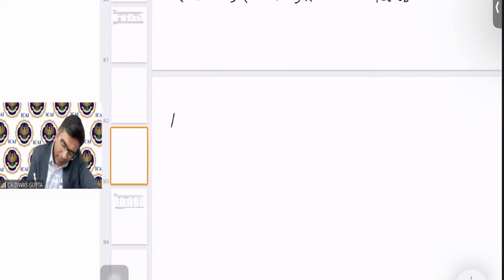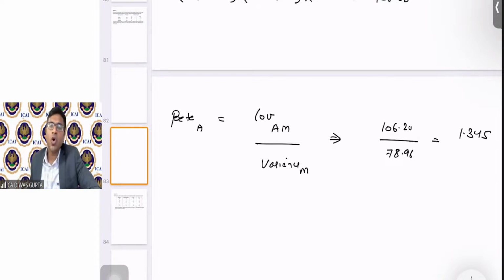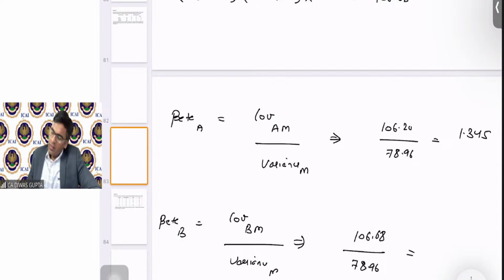Then beta for A will be covariance between A and market divided by variance of market, which is actually equal to 106.20 divided by 78.96, which is 1.345. So the beta for stock A is 1.345. Beta for B, covariance between B and market divided by variance of market, which is given by 106.68 divided by 78.96, which is equal to 1.351.